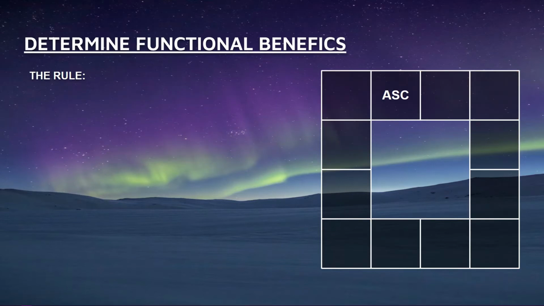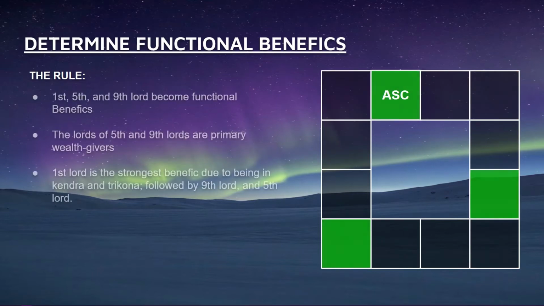To determine the functional Benefics, this is pretty straightforward. It's going to be the 1st, 5th, and 9th lord. They all become Benefics, the trinal houses, of course. And the lords of the 5th and 9th are primary wealth givers for the native too, so keep that in mind as you look. And the 1st lord is the strongest Benefic, due to it being Kendra and Trikona at the same time. Following that, the 9th lord and the 5th lord are your strongest.